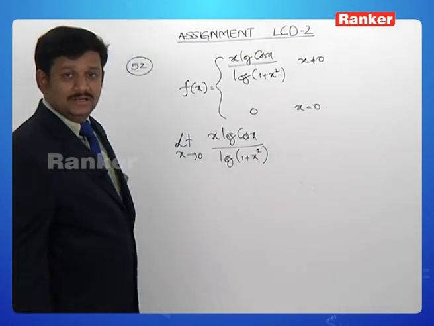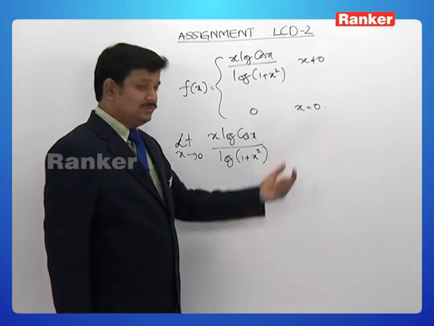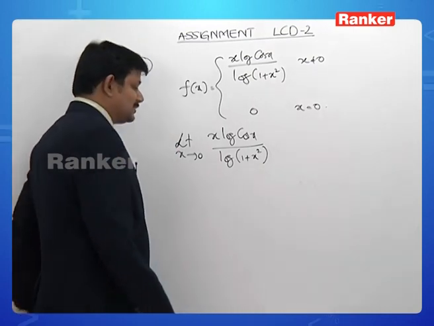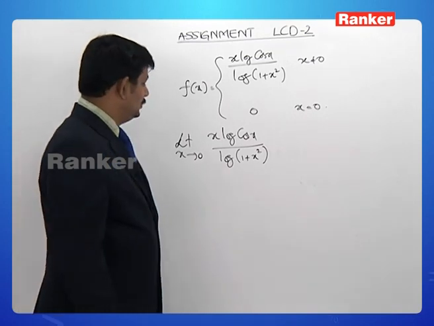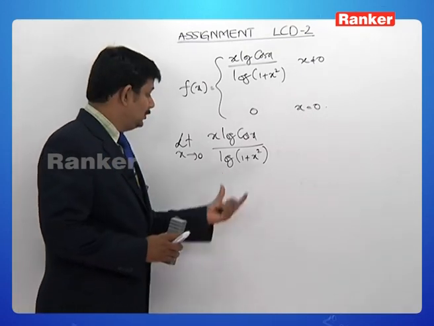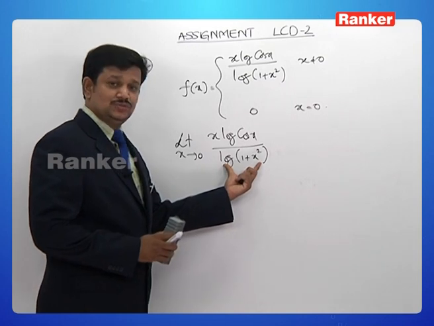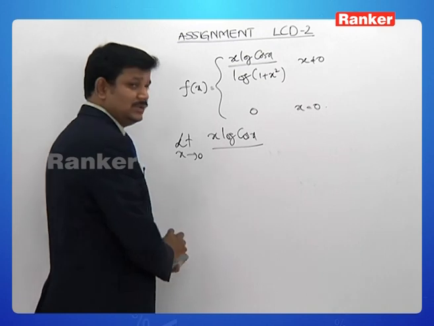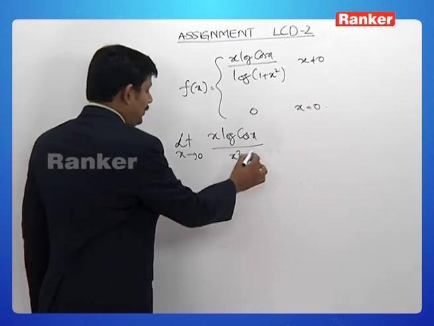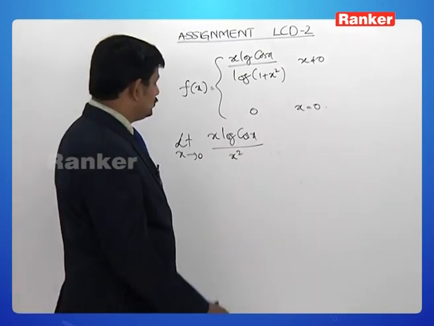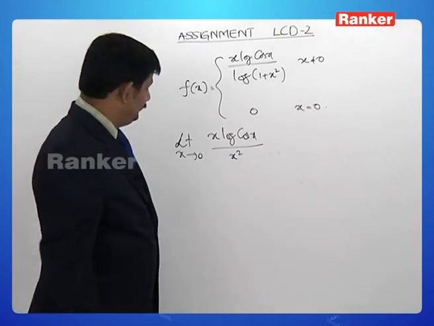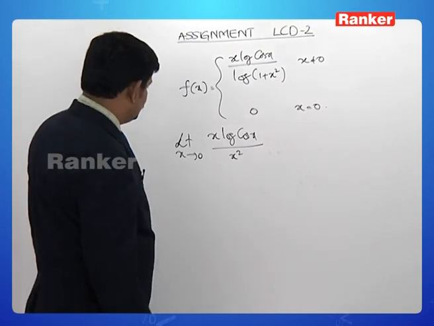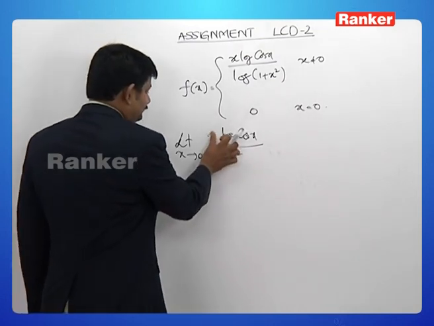We need to evaluate this and check if it is equal to 0. If this is 0, then the function is continuous. Now, log of 1 plus x as x tends to 0 is equivalent to x. Log of 1 plus x square as x tends to 0 is equivalent to x square. So, this quantity we can replace by x square, or you can as well divide log of 1 plus x square by x square, which is 1. So, dividing and multiplying by x square will also give you the same result. The x now gets cancelled.